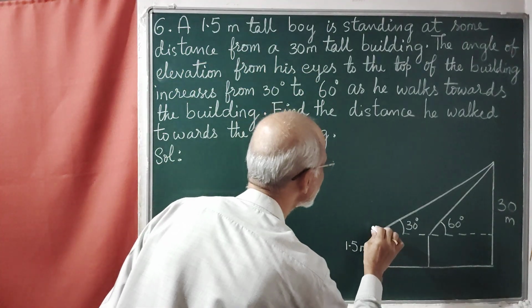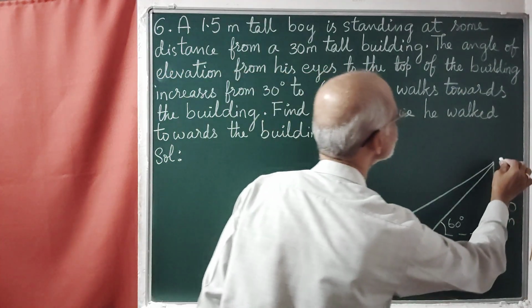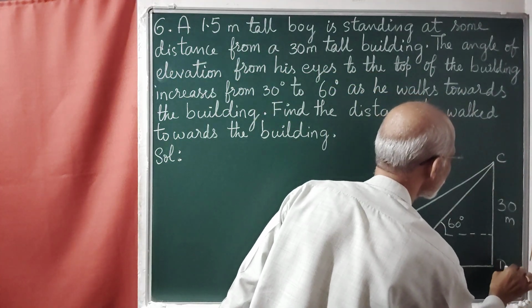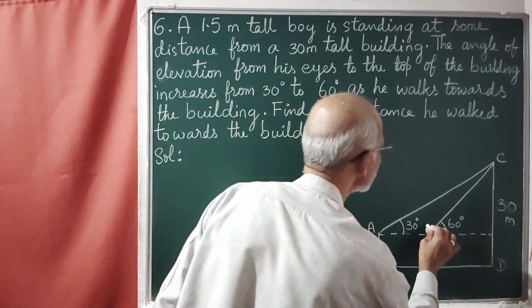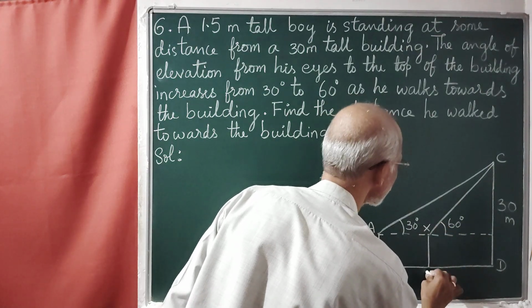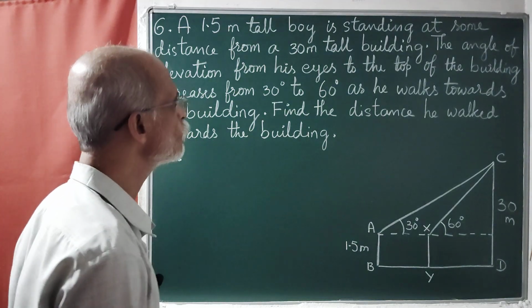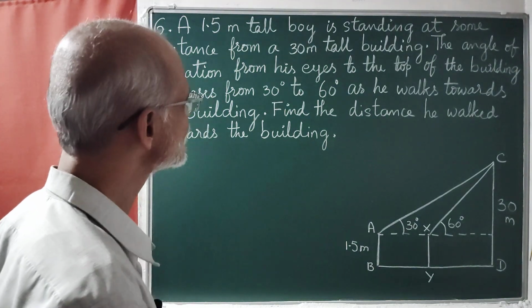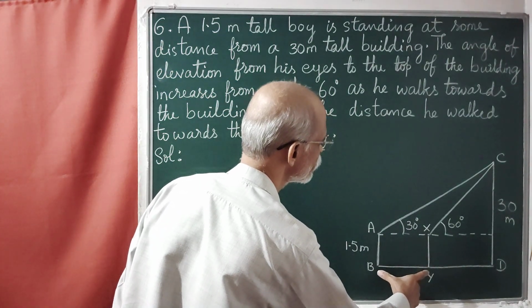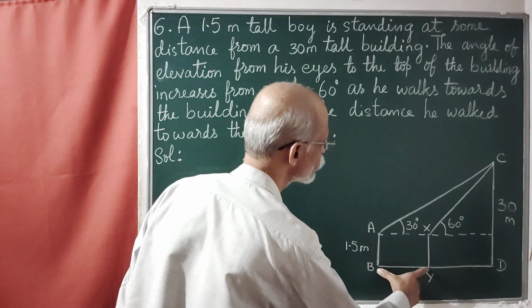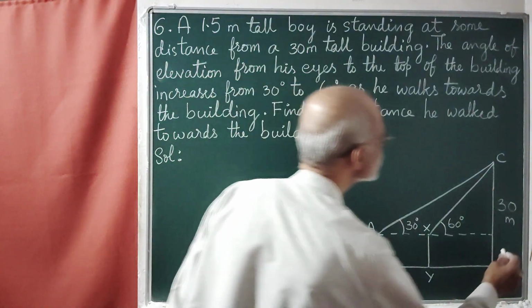Now we will name them. A, B, C, D is a building, and the boy's positions, after he walked, let them be X and Y. So now we have to find out the distance walked by the boy. We have to find the value of XY. Let this point be E.